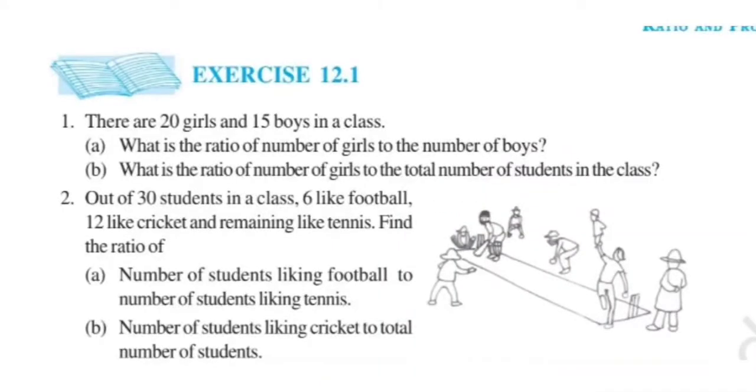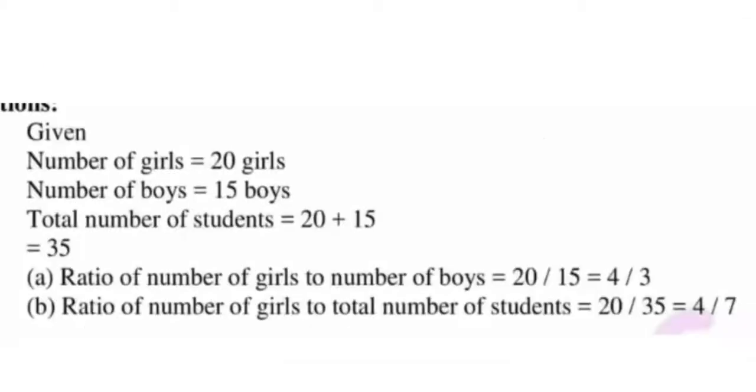There are 20 girls and 15 boys in a class. So number A is, what is the ratio of number of girls to the number of boys, and number B is, what is the ratio of number of girls to the total number of students in the class. So let's see first A solution. So here number of girls are given 20 and the number of boys are given 15. So total number is what? 20 plus 15, that is 35.